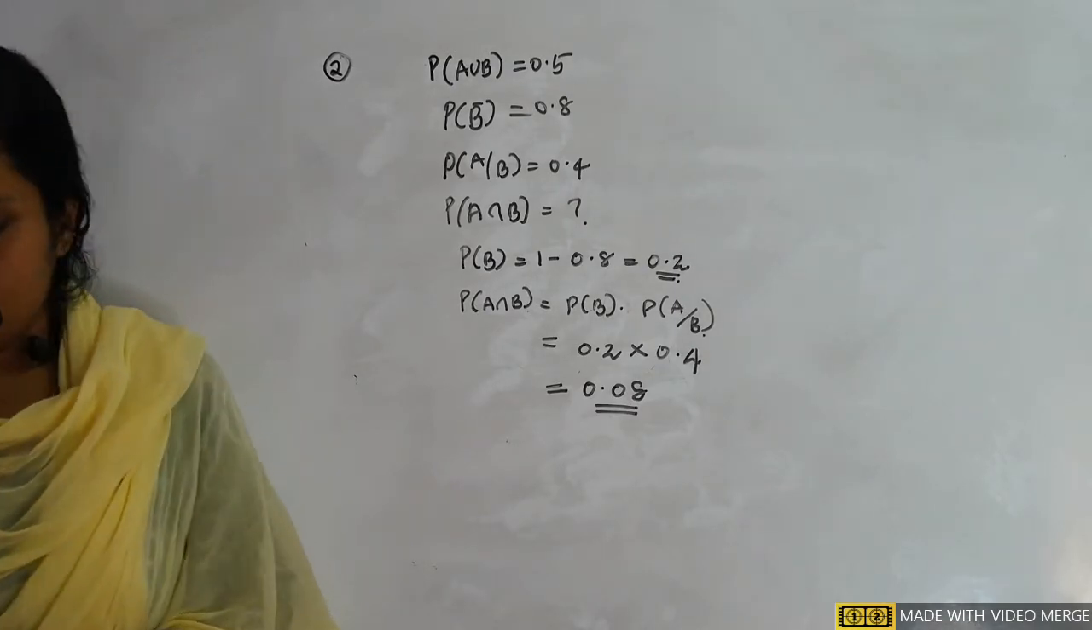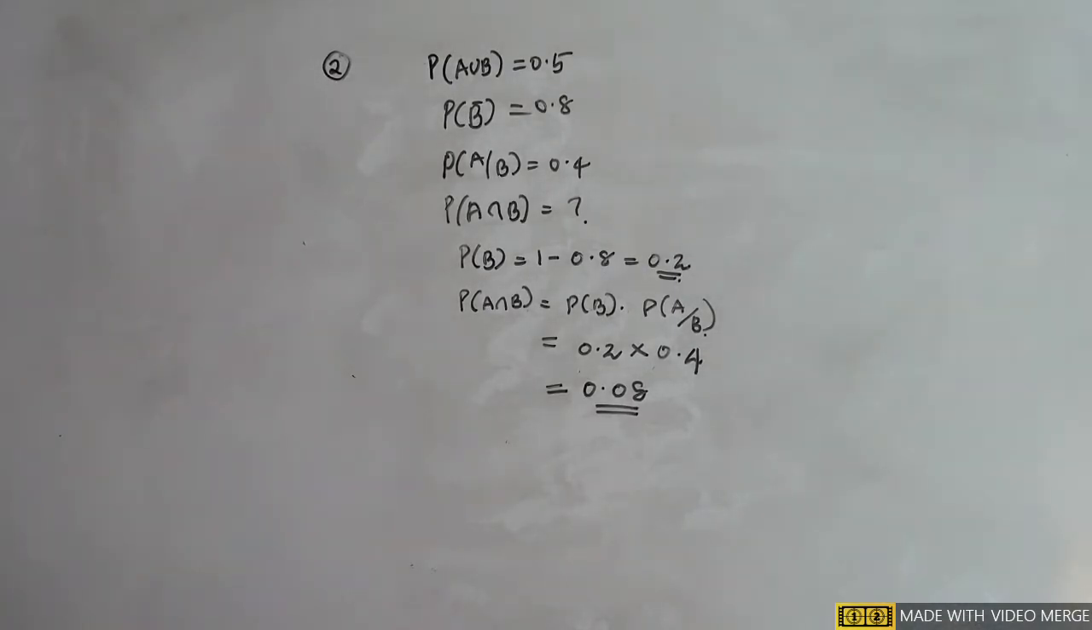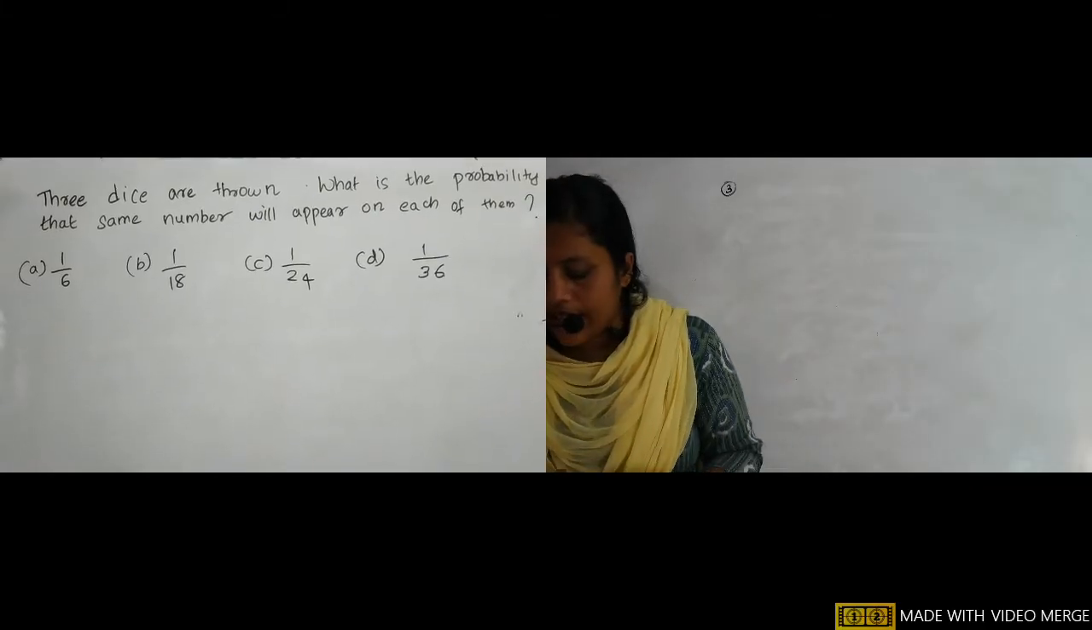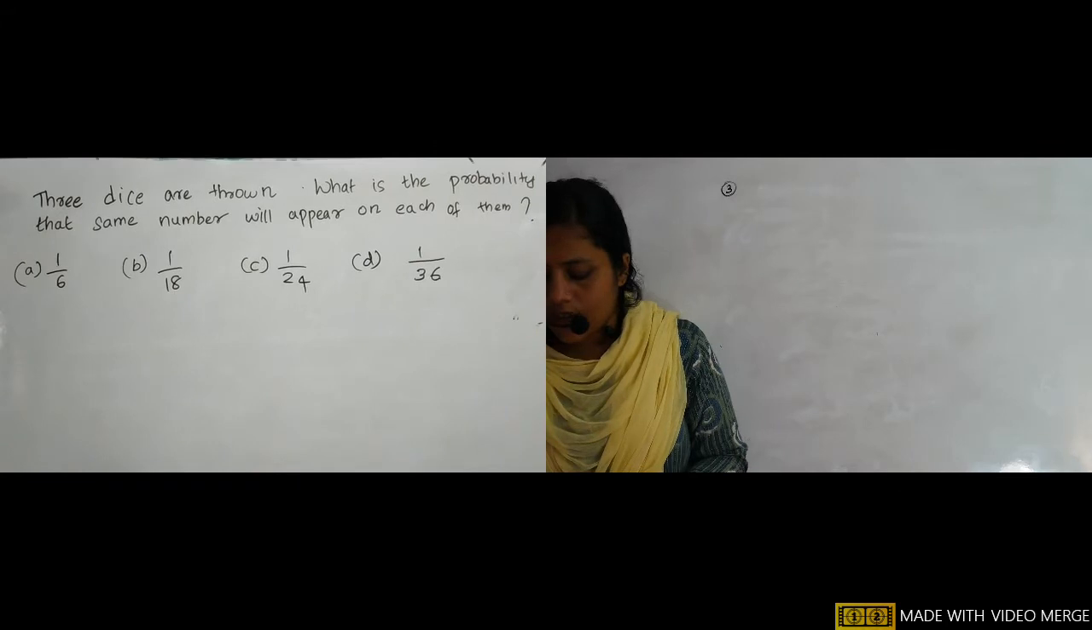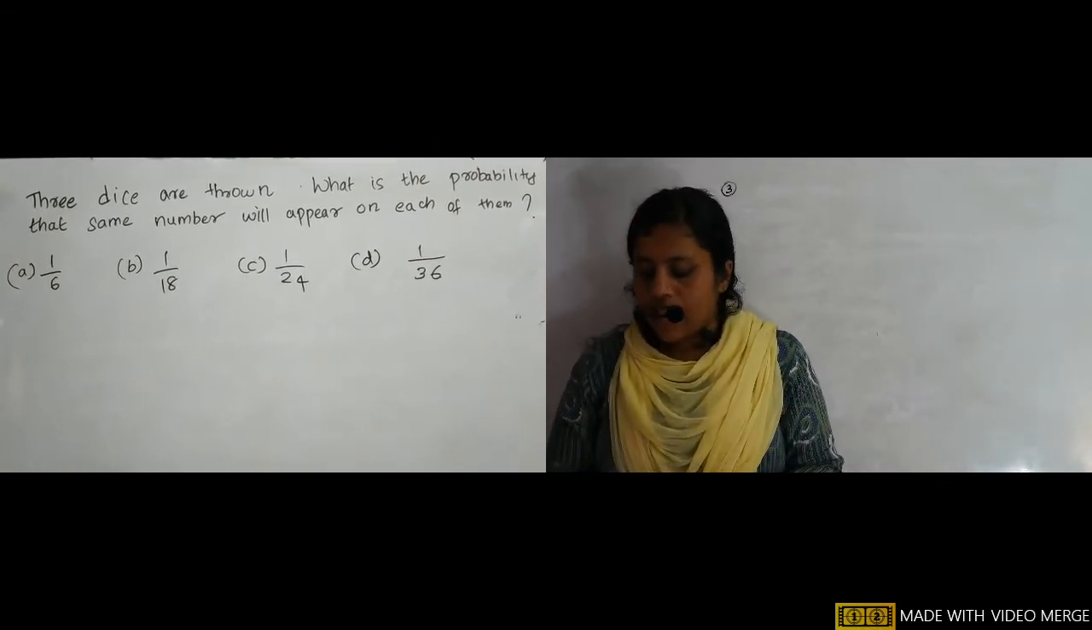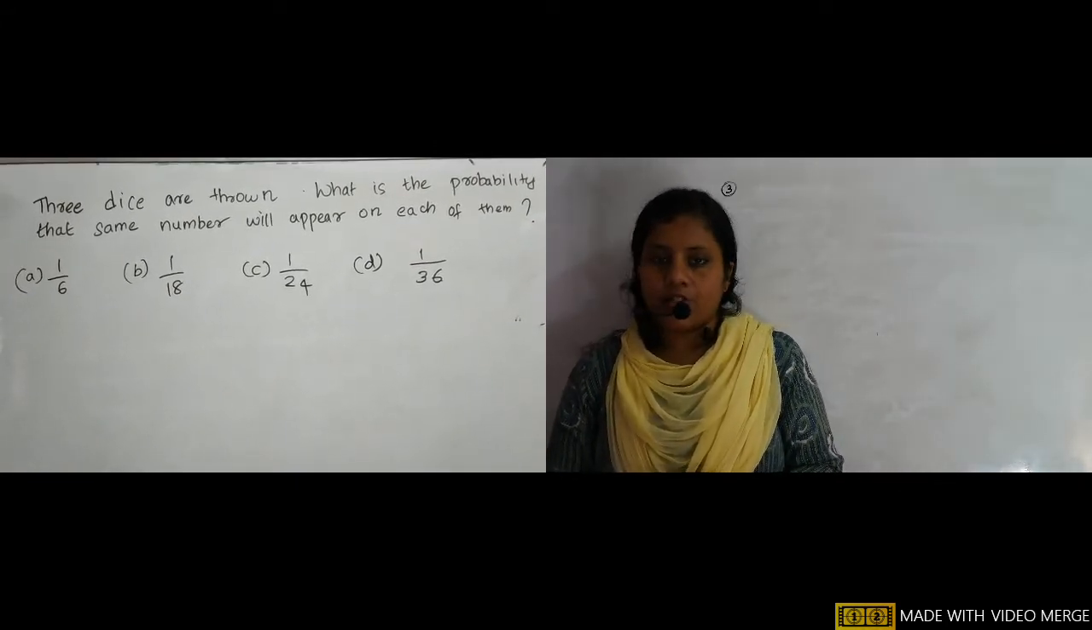Okay, let's see the third question. Three dice are thrown. What is the probability that the same number will appear on each of them?